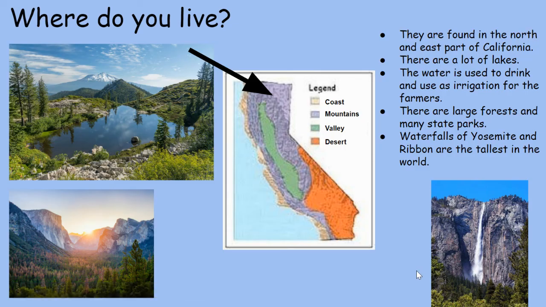So now, after seeing and learning about the 4 regions, where do we live? Do we live in the coastal region? Do we live in the mountains? Do we live in the valley? Or do we live in the desert? And how do you know?